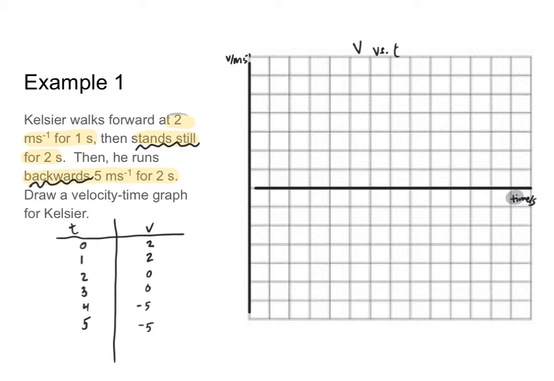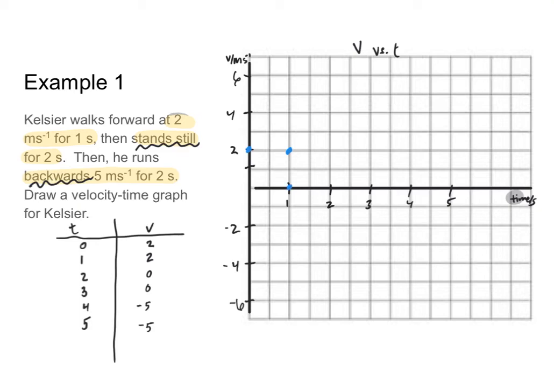So we've got 5 seconds to worry about. So we've got our 1, 2, 3, 4, and 5 seconds. And we can do the same on our y-axis. We've got 2, 4, 6 meters per second, -2, -4, and -6 meters per second. And I can go ahead and mark my graph. So at 0, I'm going to put my dot at 2 meters per second. I'm going to do the same at 1.